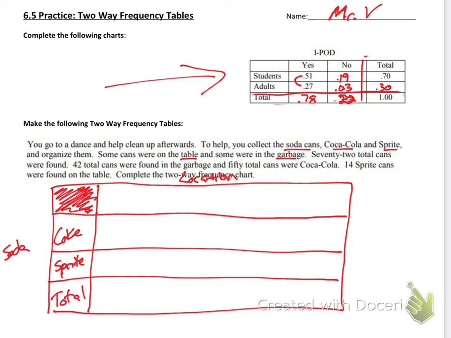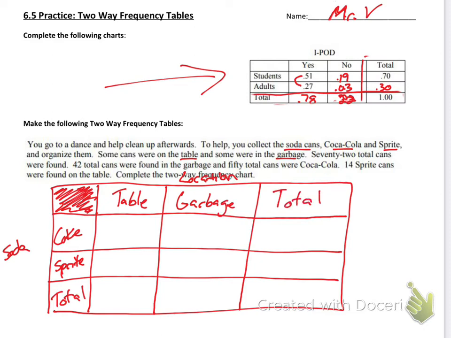Then we also have two locations, so I'm just going to do two locations here. They were on the table, and then the garbage, and then also I'll have my total right here. Then we just go to what's in the problem. 72 total cans were found. So if you look at total, 72 will be in your bottom right, and that's both Coke and Sprite.